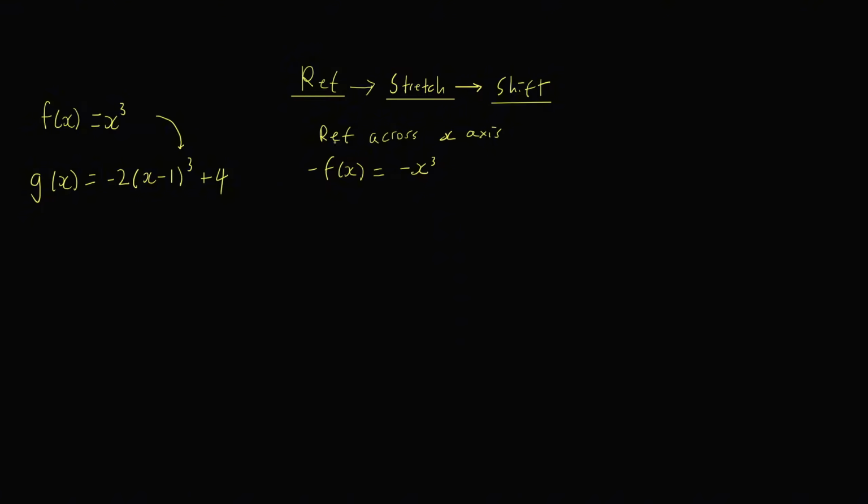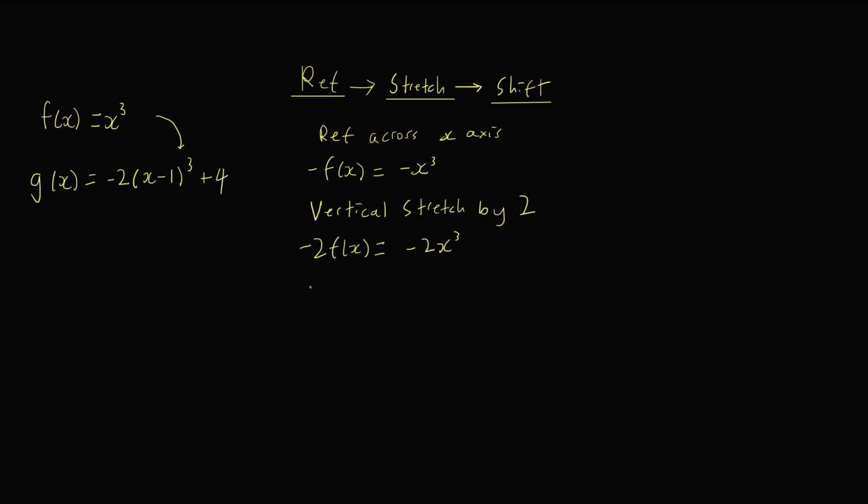Then let's do stretches. So there's a 2 here. So that's a vertical stretch by 2, factor of 2. So that would be negative 2f of x, which is equal to negative 2x cubed.